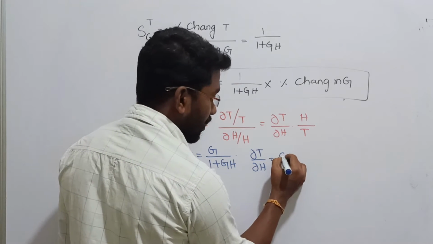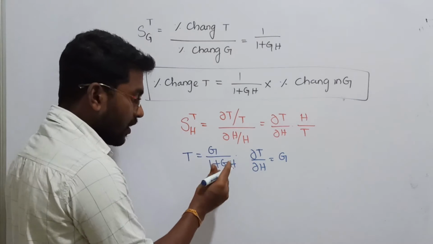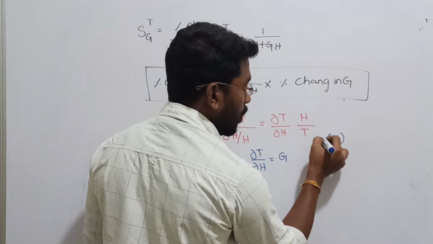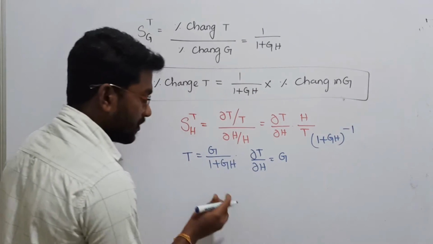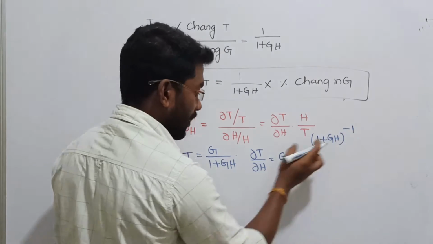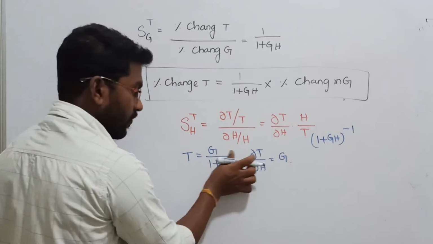For example, G will be constant. The 1 plus GH will become (1 plus GH) whole inverse, right? We can write it like this, and then you can differentiate further with respect to H. If I differentiate this equation, see, it is very simple.